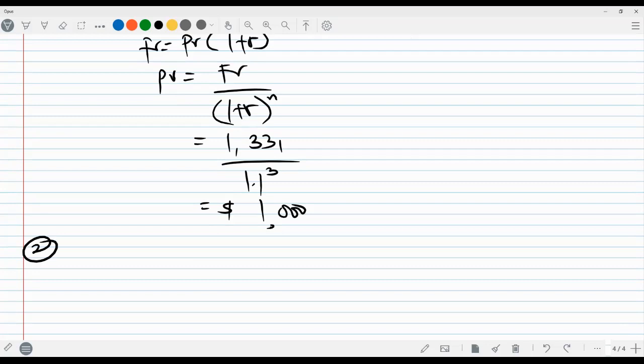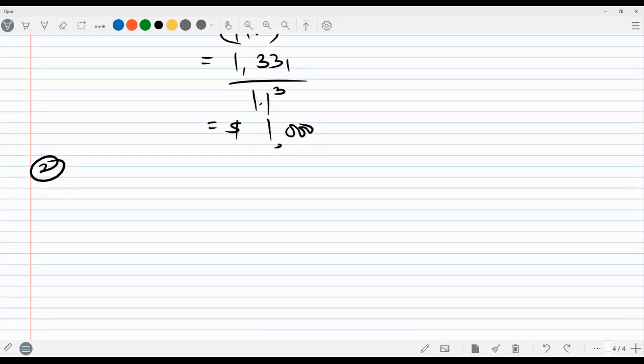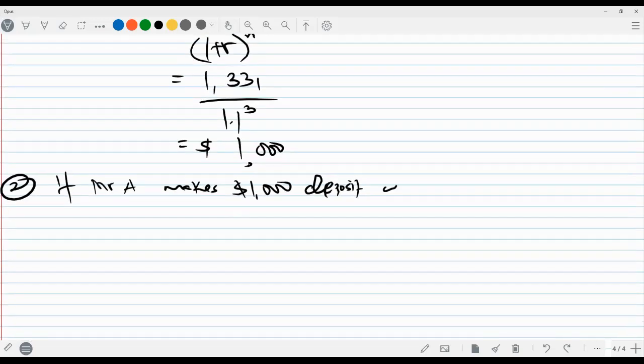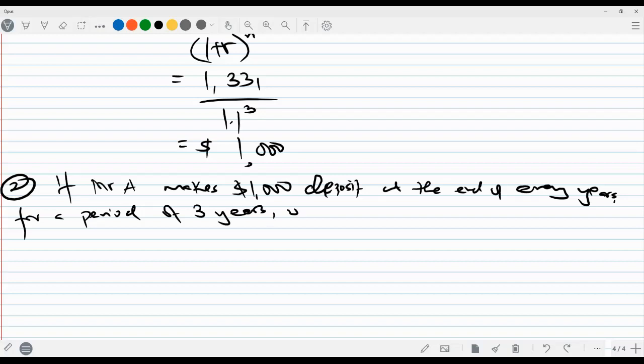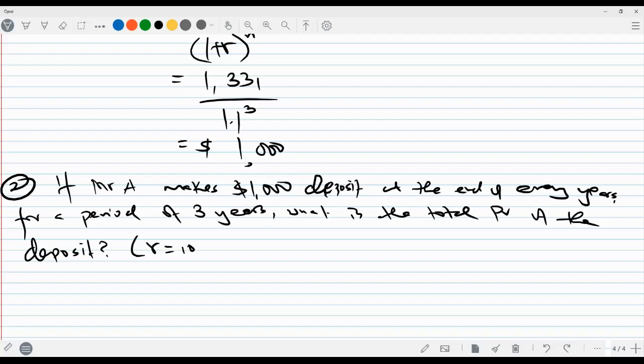Okay, question 2. What is the current value if Mr. A makes a $1,000 deposit at the end of every year for a period of 3 years? What is the total present value of the deposits, at 10%?